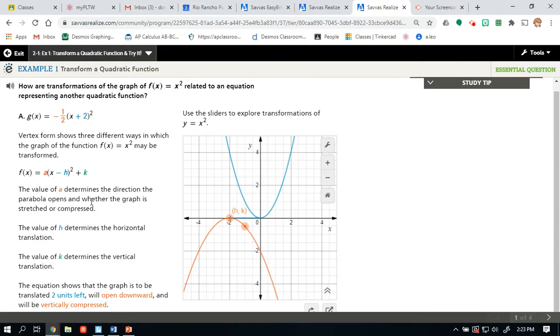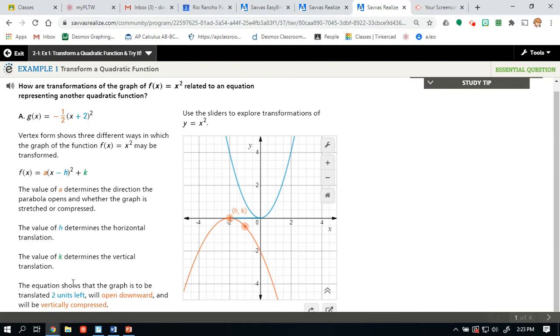So the value a determines the direction the parabola opens and whether the graph is stretched or compressed. Ours was negative and our parabola opens downward. Other ones are positive and the parabola opens upward. The value of h determines the horizontal translation. So we saw that we moved over to the left 2 points because of this 2.